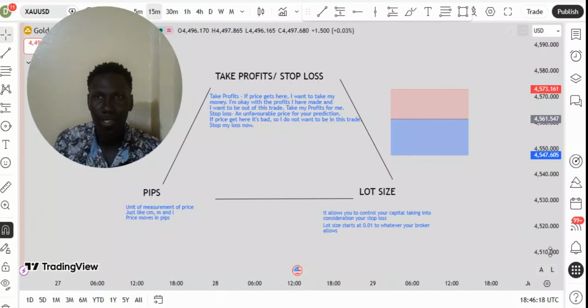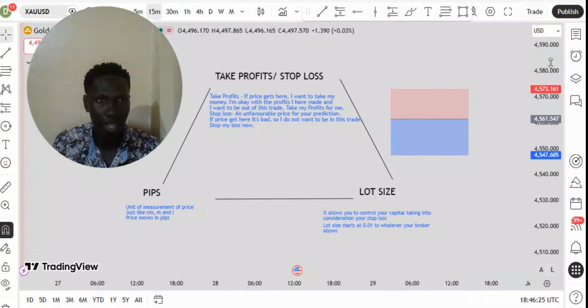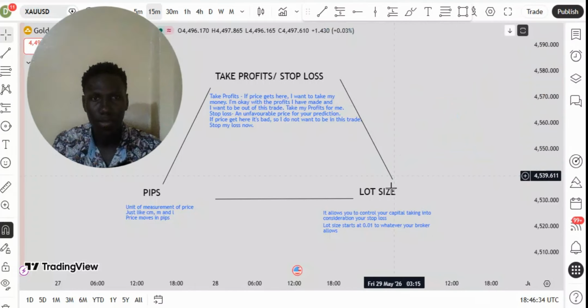The horizontal side is the x-axis and the vertical side is the y-axis. You understand? So instead of centimeters or meters here, you have pips. You understand? So every price moves in pips. And then you also have lot size.